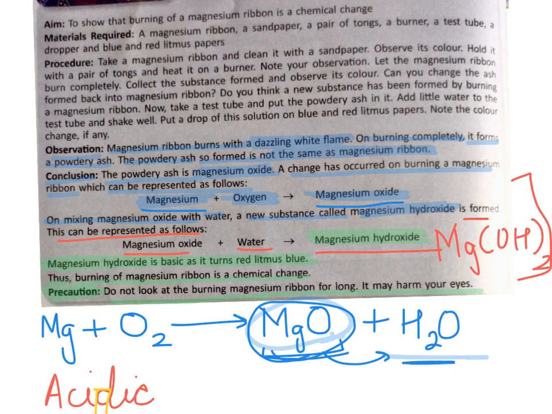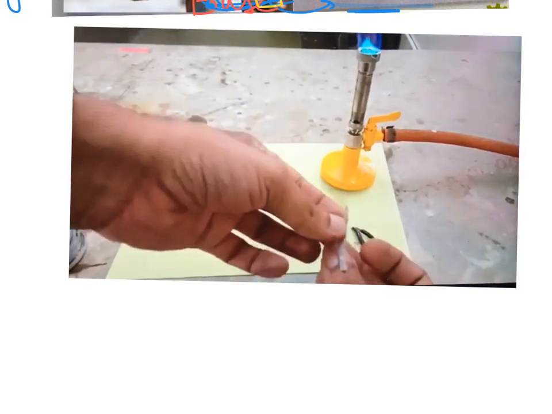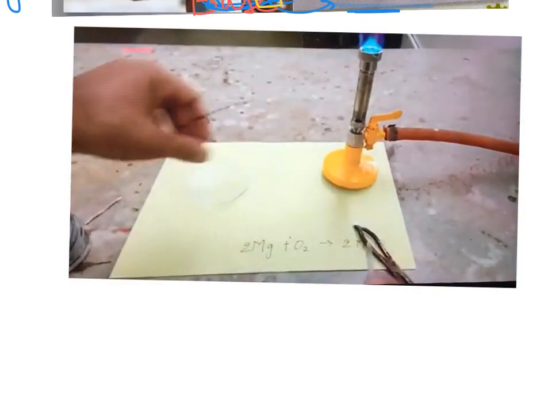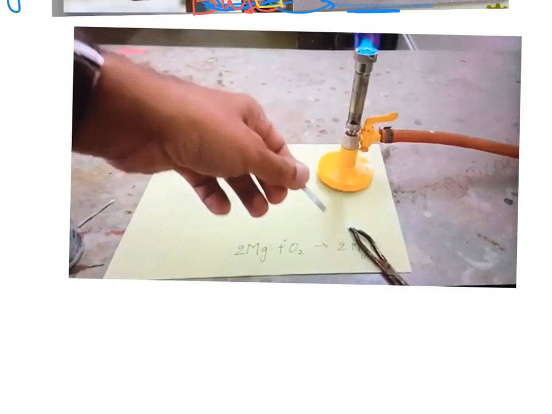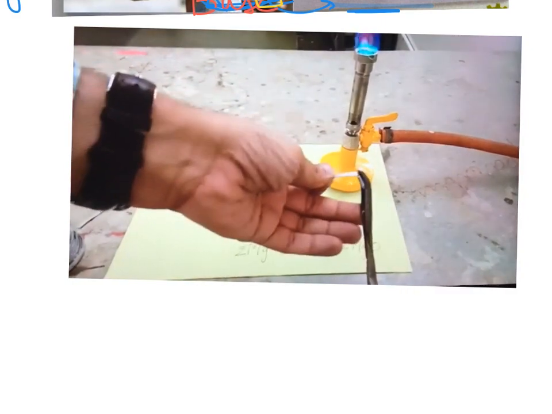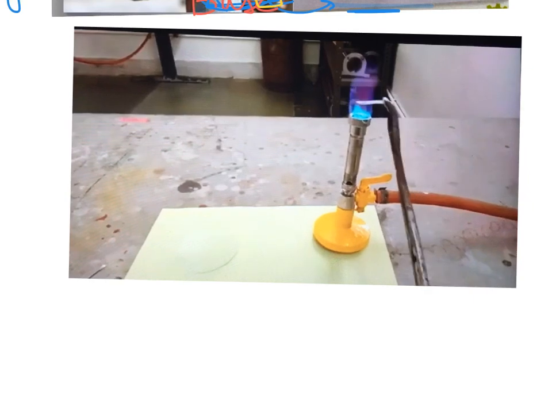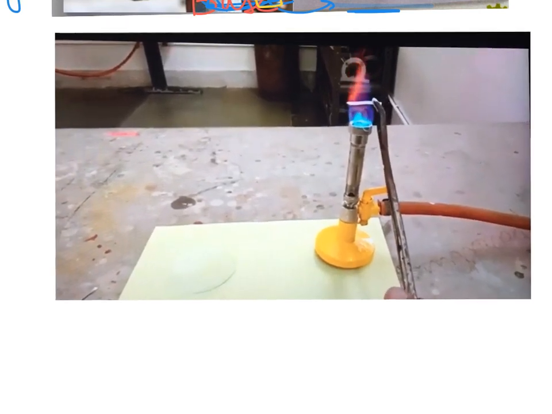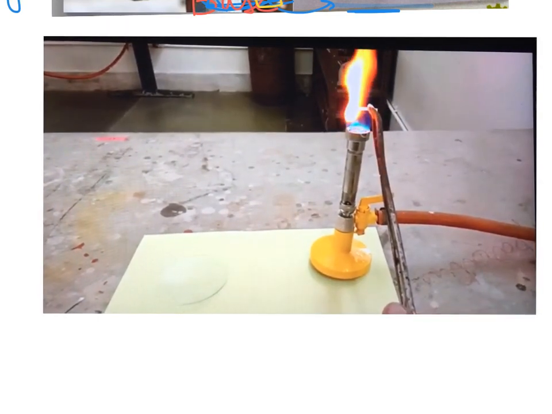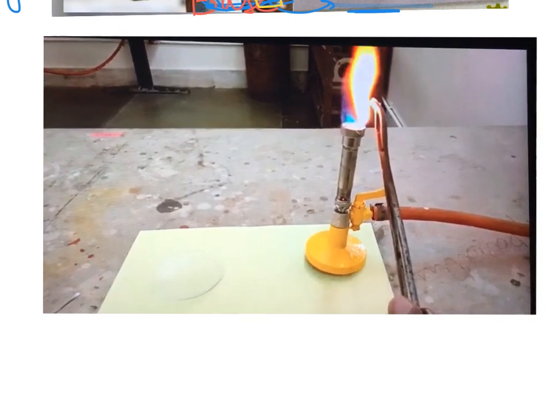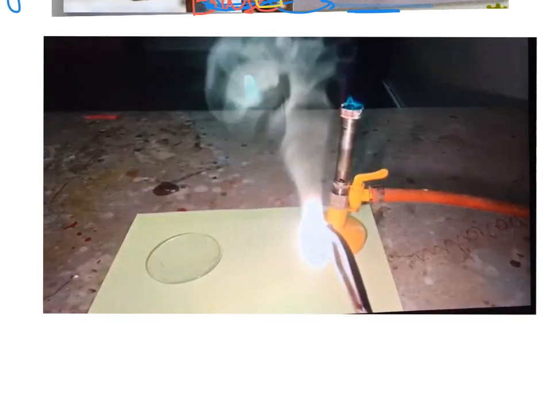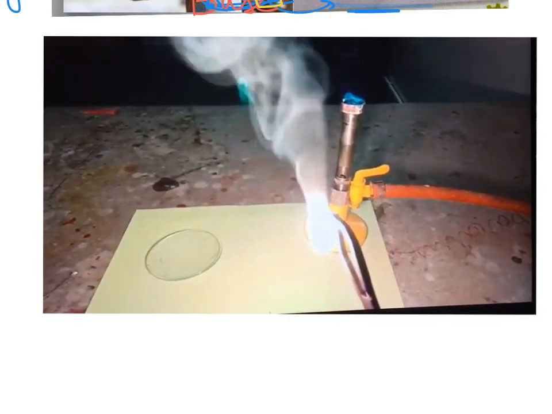Now let's see a video related to this activity. Here we'll see burning of magnesium ribbon. This strip is magnesium ribbon. With a pair of tongs, we will hold this magnesium ribbon and try to burn it. Please observe how magnesium ribbon burns. Can you see how magnesium ribbon burns with a dazzling white flame?